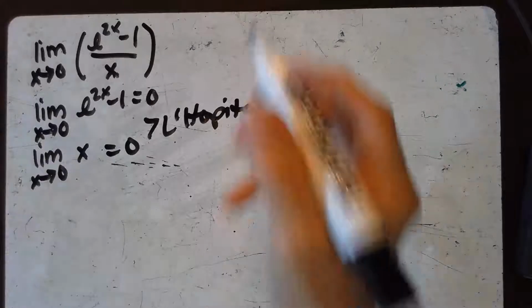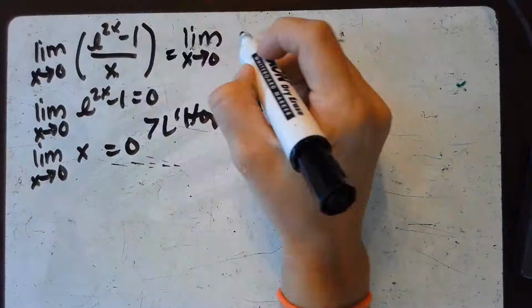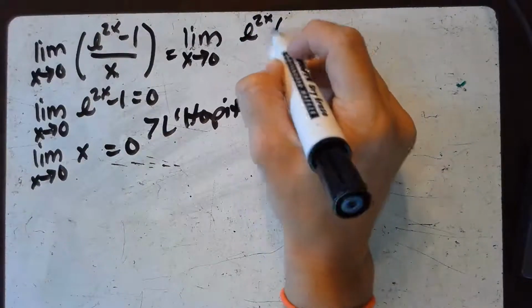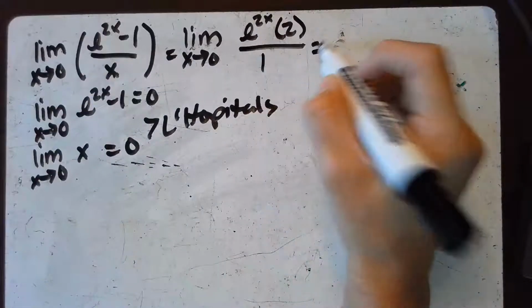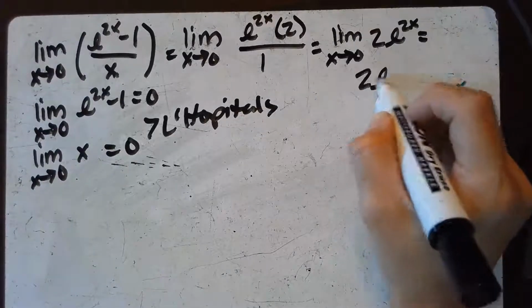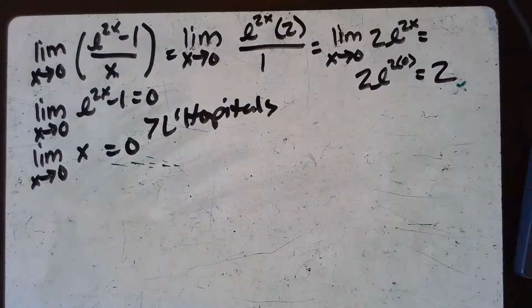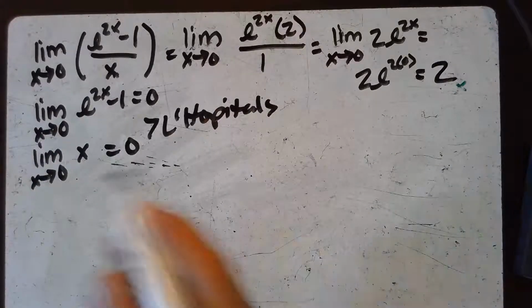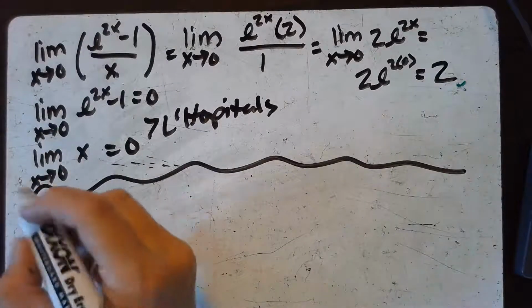All right, so let's think about it for a second. You have to take the derivative of the numerator. That's e to the 2x, and then don't forget the chain rule, times 2, over the derivative of the denominator, which is 1. So really, I'm just looking at the limit as x approaches 0 of 2e to the 2x. So think about it: 2e to the 2 times 0. Well, e to the 0 is 1, so this just goes to 2. All right, here we go.